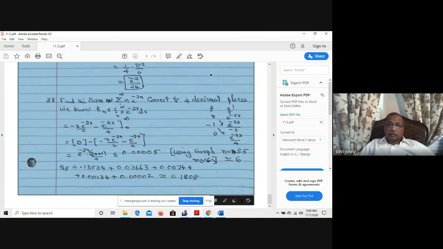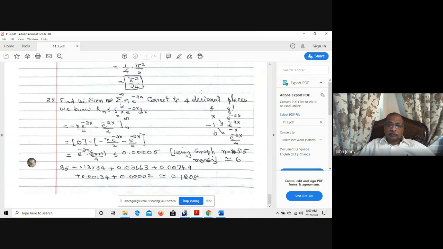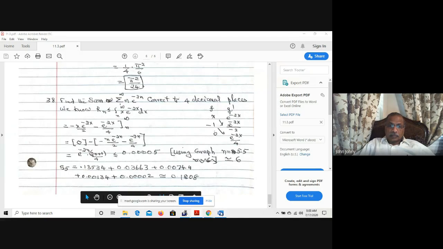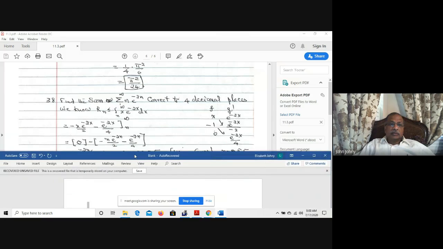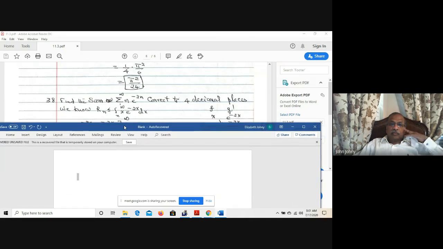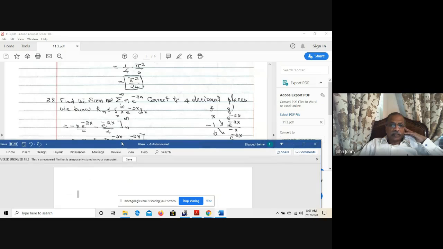Number 38, the last question. Here the question is, find the sum of n e to the negative 2n from 1 to infinity, correct to 4 decimal places. We know that Rn is less than or equal to the integral from n to infinity of x e to the negative 2x dx. So you calculate that.